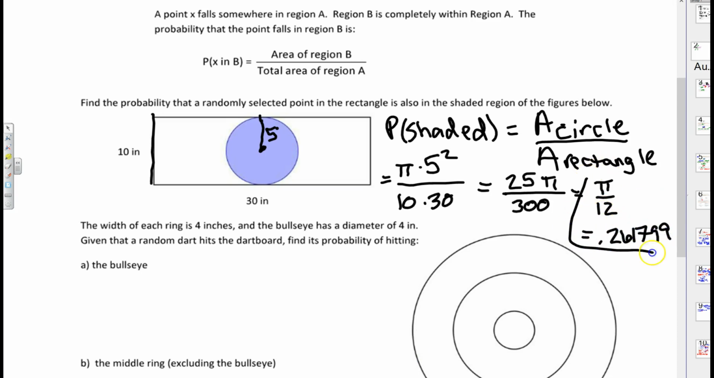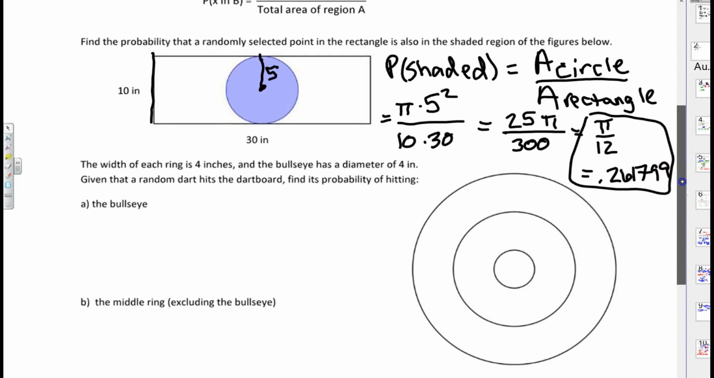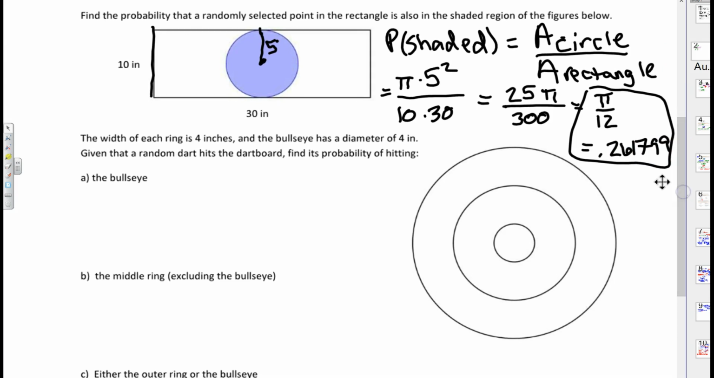0.261799. These guys are my answers. The pi over 12 is the exact answer, and the decimal is my approximate answer, because of course that decimal would keep going on forever, so we've actually rounded for that answer.